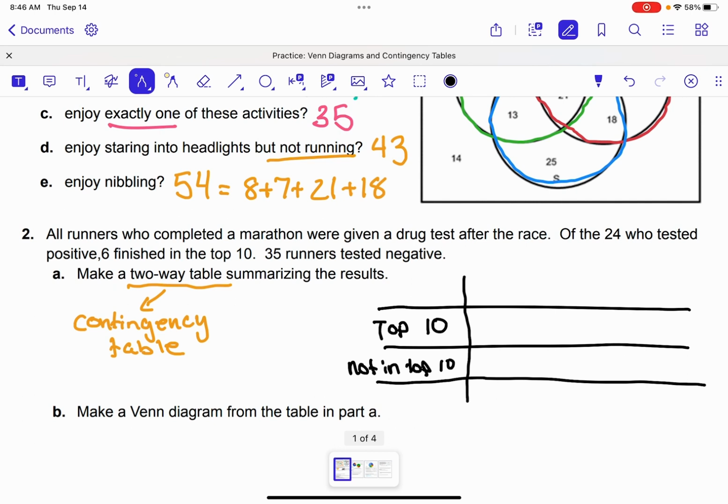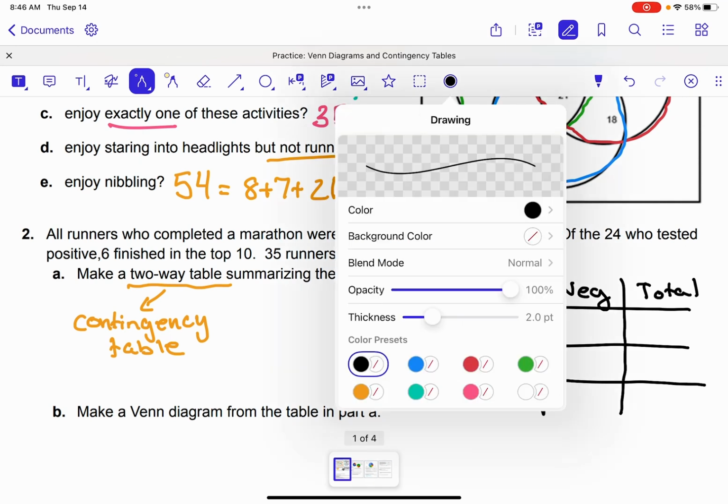So that was one of the data sets I was given. The other is their test results. So we had positive test results versus negative test results. And in my contingency table, I like to have the total rows. All right, so let's fill in what we know.